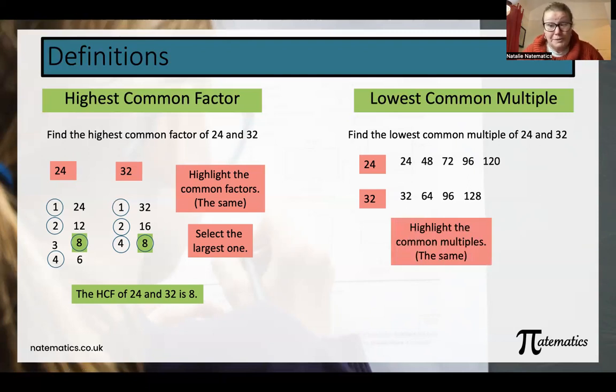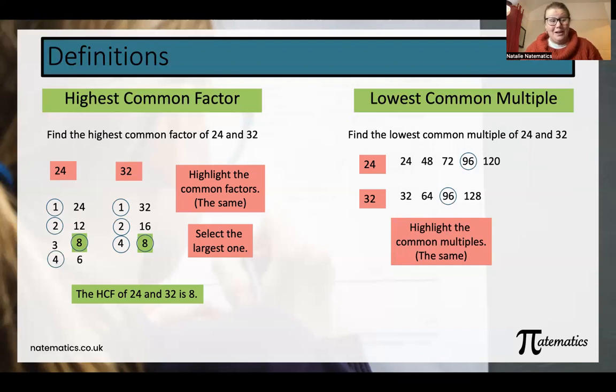Highlight the common multiples, the ones that are the same. So then we've got 96. Now I could have carried on. When you've got smaller numbers, maybe like the lowest common multiple of something like 4 or 7, you're going to have more common multiples coming through. Here, I wasn't going to do all the big numbers per se, okay?